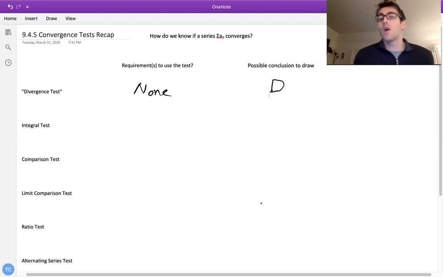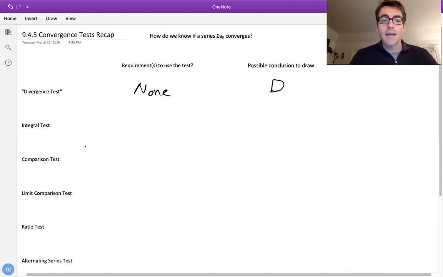If nothing seems wrong with it, then we can't really use this test. It doesn't really tell us anything. We cannot conclude convergence, because just because the sequence that represents the series might approach 0, that doesn't necessarily mean that the series converges as well. So we can't make a conclusion saying that the series converges.